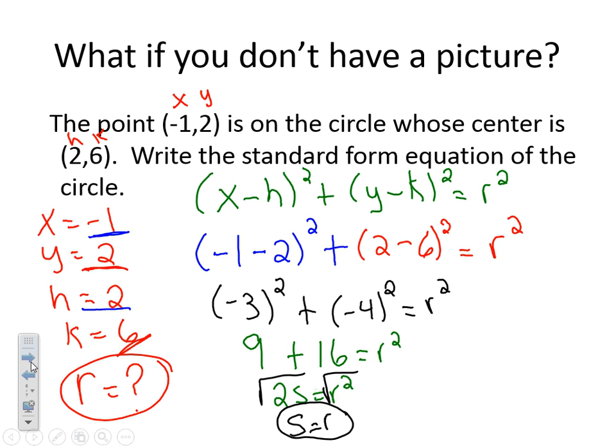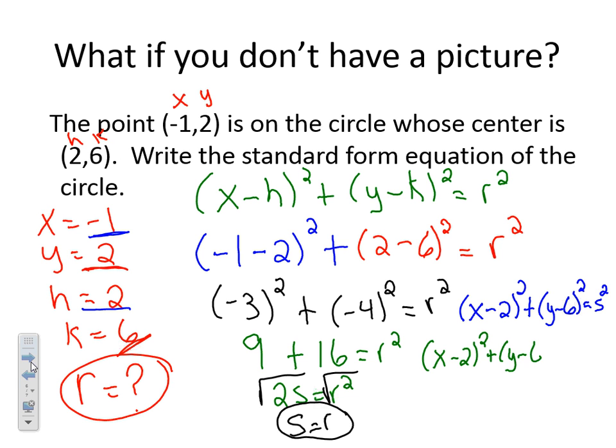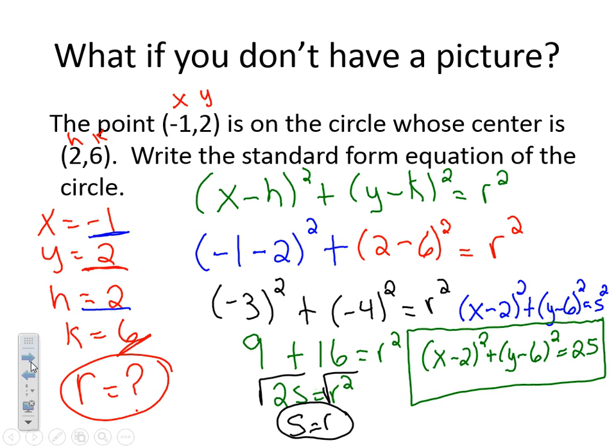Now, I know my radius now, but I still don't have my equation, so I still need to do that. So I'm going to go into standard form, which, remember, up here we have it. I'm going to go (x - 2) squared plus (y - 6) squared, my k is 6, equals 5 squared. To simplify this one, I have (x - 2) squared plus (y - 6) squared, and 5 squared is 25. So this is my answer, ladies and gentlemen. All right, moving on to our last example.